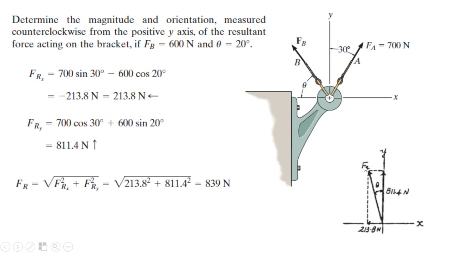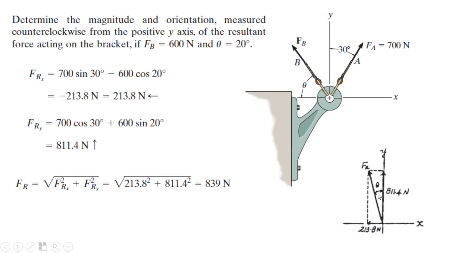To find the length of that vector, I just use the Pythagorean theorem, which is the square root of the sum of the squares. So the square root of 214 squared plus 811 squared equals that. And again, the negative gets dropped because I'm squaring it anyway. A negative times a negative gives me a positive, so I just use the magnitudes. That's where that comes from, and I get a magnitude. The length of this side then is 839.